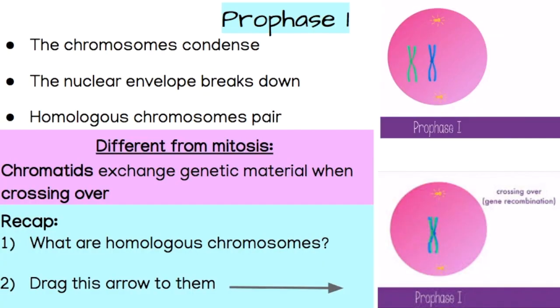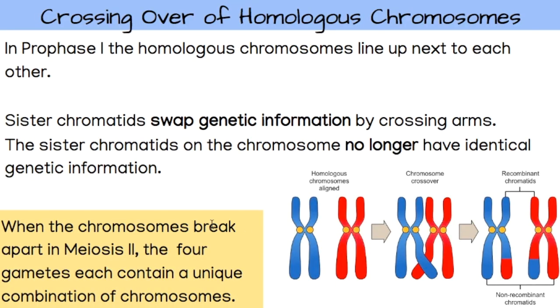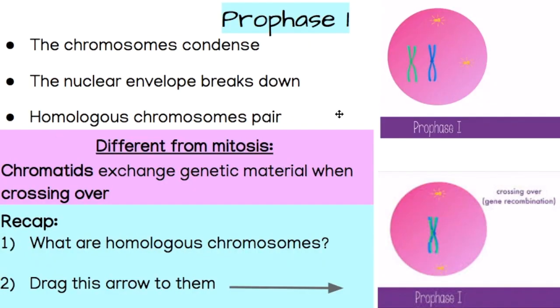So prophase 1. The chromosomes condense, just like in mitosis. The nuclear envelope, meaning the membrane around the nucleus, goes away, breaks down, just like in mitosis. But this time, our homologous chromosomes are going to pair up. So they're going to trade their socks, just like we saw in this diagram. They're going to swap genetic information during prophase 1.